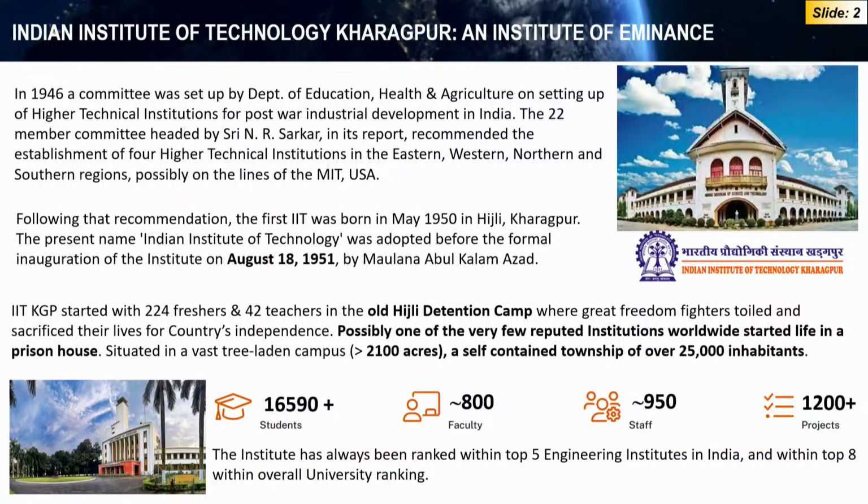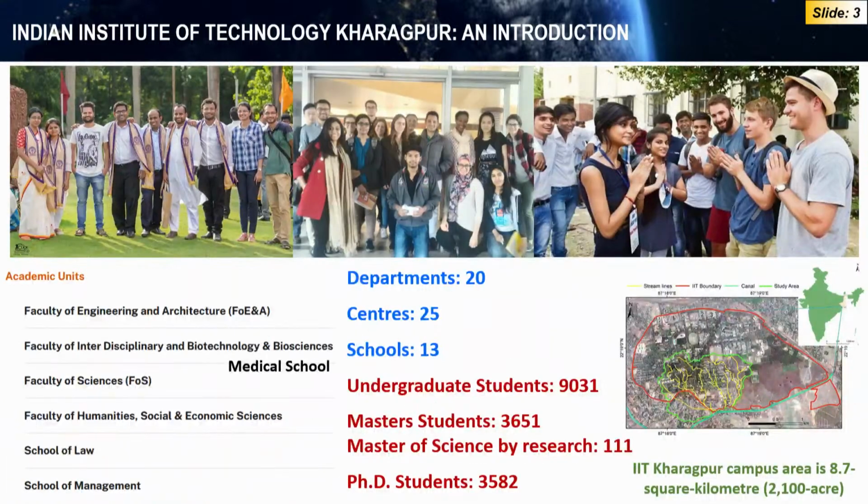We have more than 16,000 students, 800 faculty, 950 staff, and at any time you will find about 1,200 or more industrially and government-funded projects running in this institute. We are very diverse now because we have 20 departments, 25 centers, 13 schools. You will find engineering and technology, science, then interdisciplinary areas including biotechnology, bioscience, healthcare. We have a medical school even now, along with a law school and a management center.